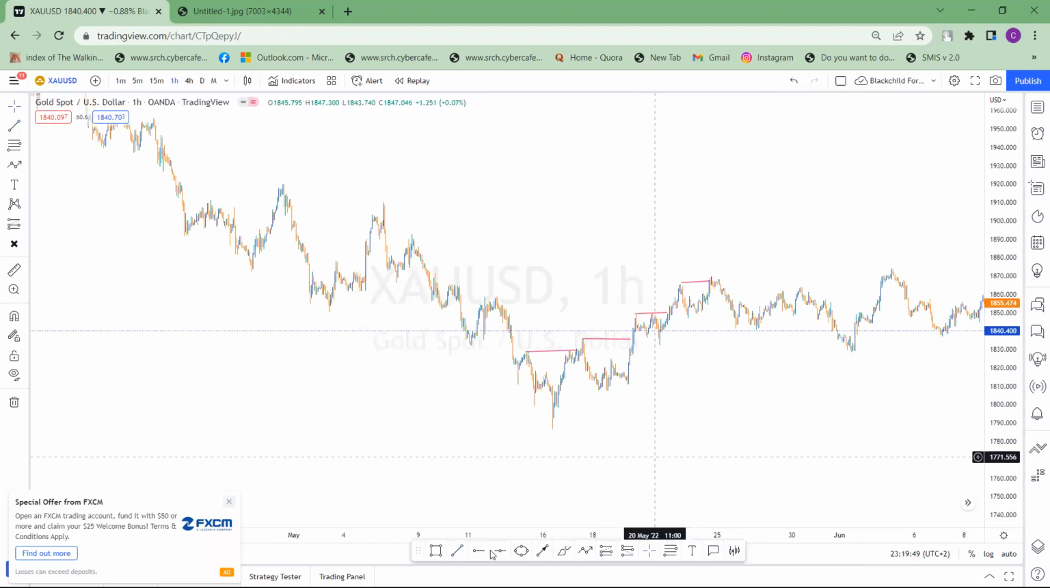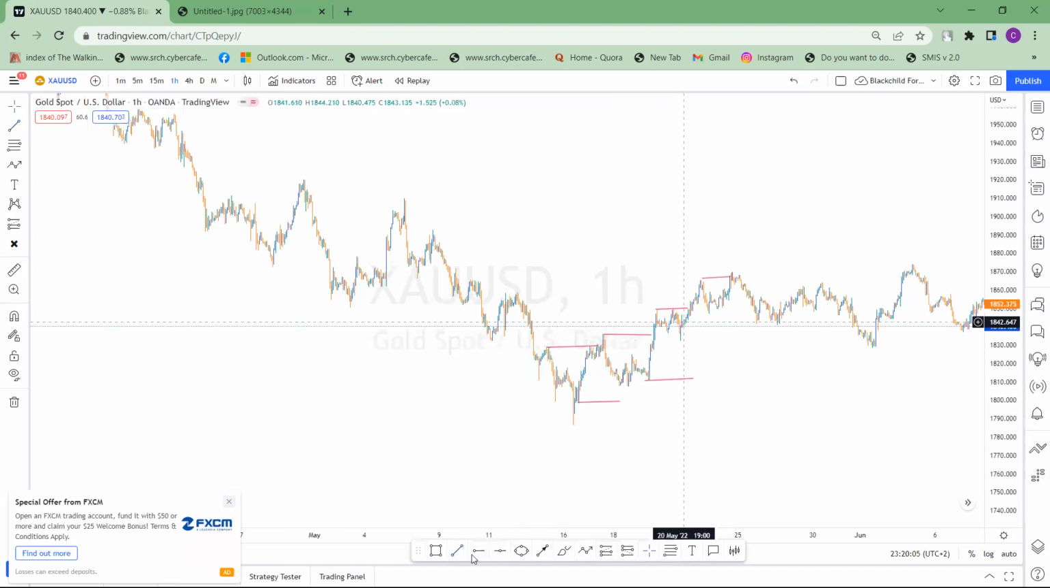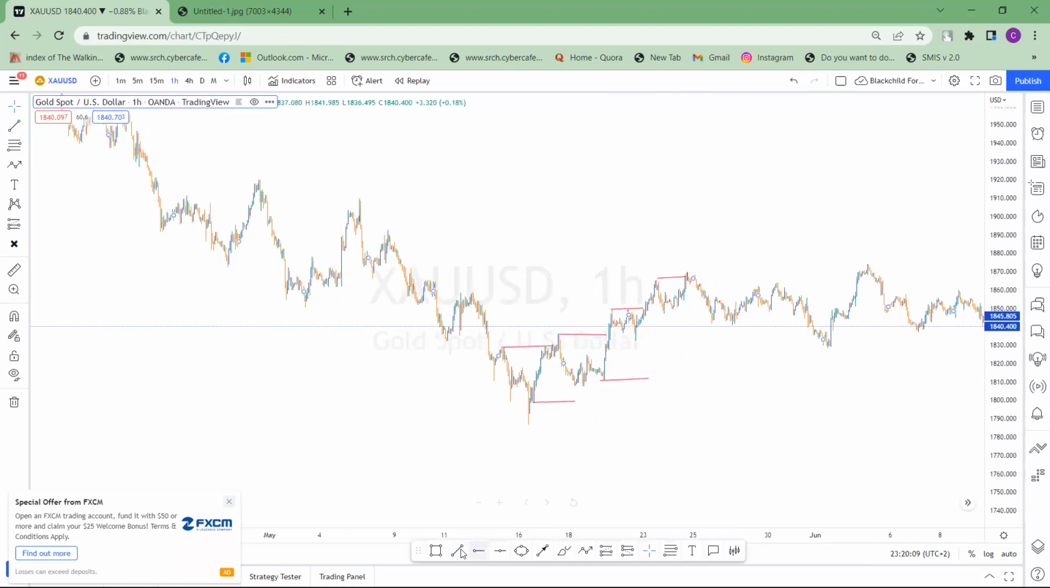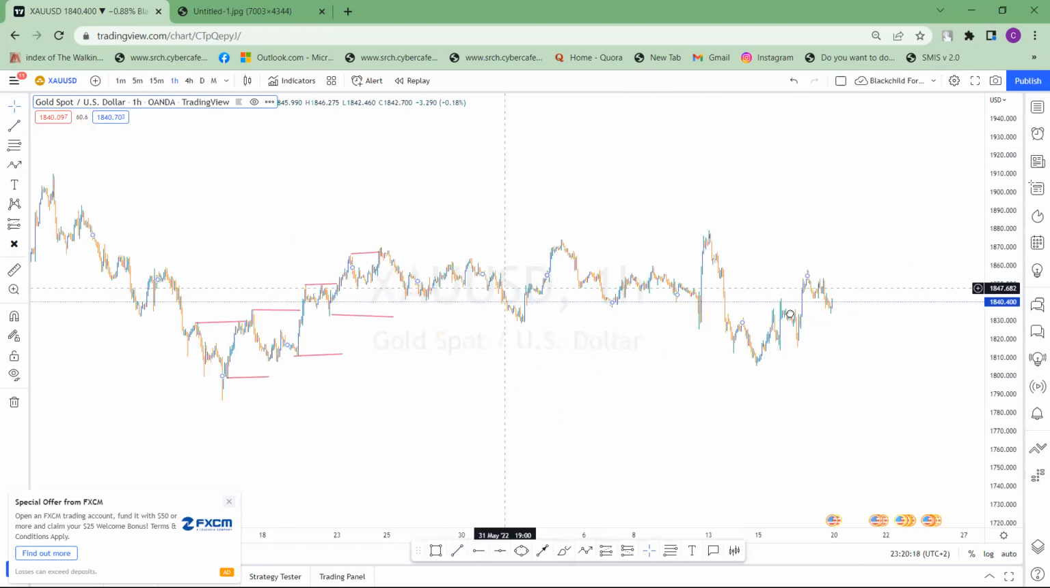So in this case, you can also see that price is not breaking the structure on the downside. Here, not breaking structure on the downside, but only upside. So if price is only breaking structure on the upside, just know that we are pushing to the upside. But if price comes and breaks structure on the downside, just know that we are now going down.